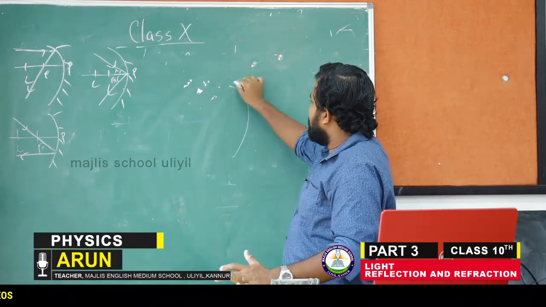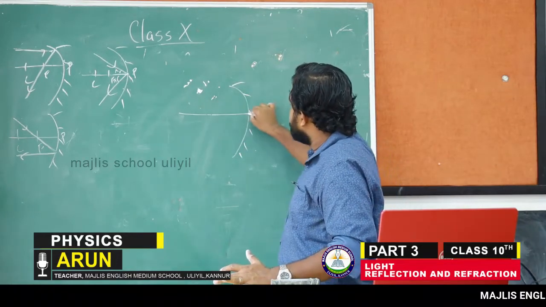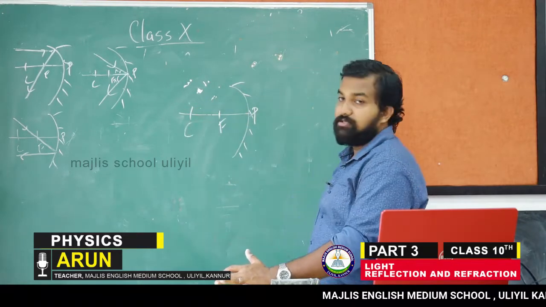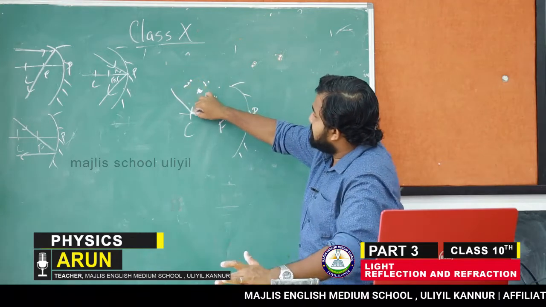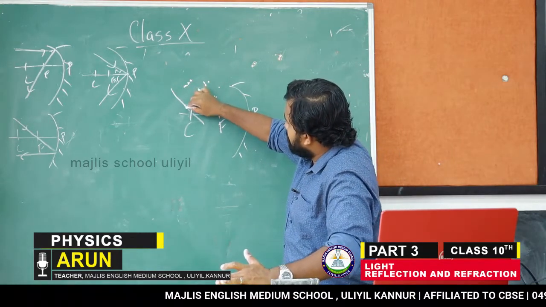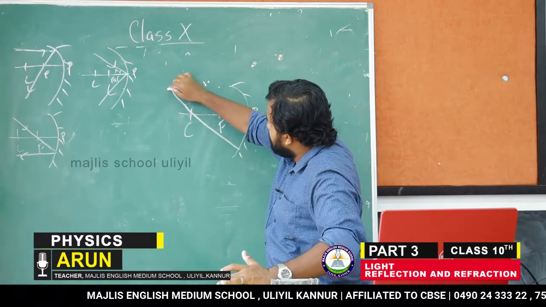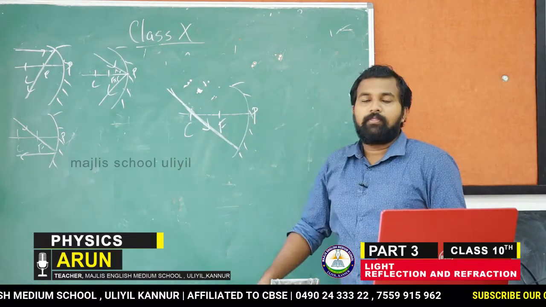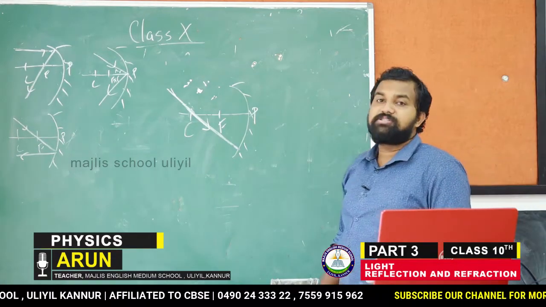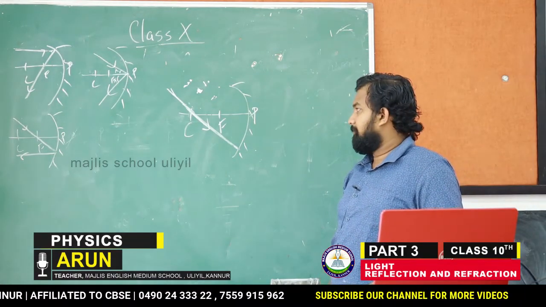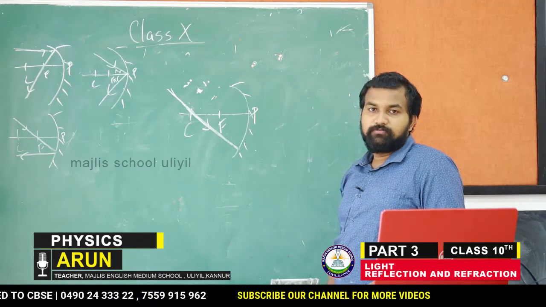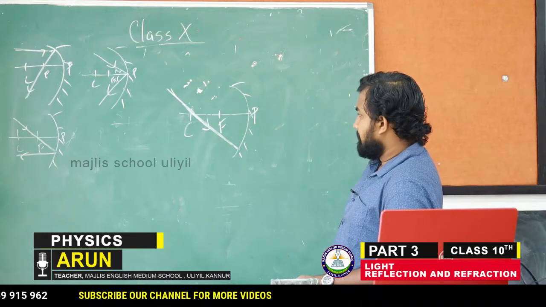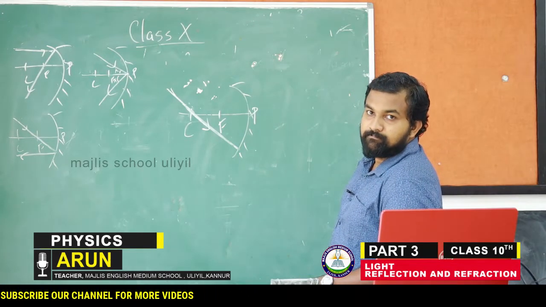Okay, and the 4th type. Pole, principal focus and center of curvature. The 4th type of ray, the incident ray, will be coming through the center of curvature. Whenever the incident ray is coming through the center of curvature, what will happen? Through which direction will it move? Just try it out. Through which direction will it move? Okay, listen.